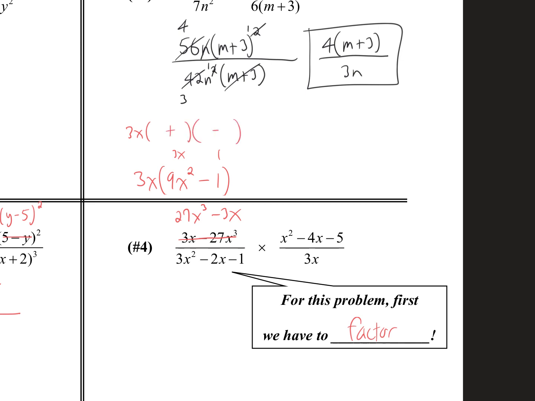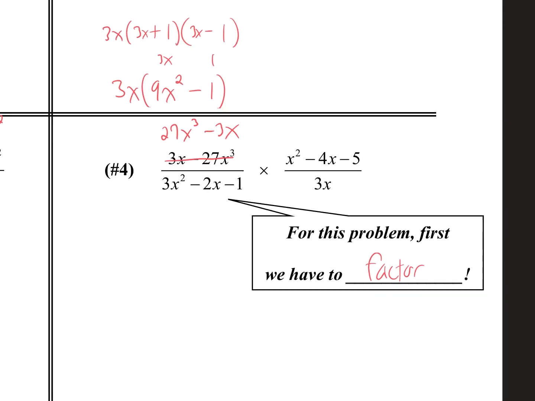So we got plus, we got minus, we got 3x plus 1 and 3x minus 1. So that's the top left. That factors to that. Kind of crazy, okay? How about the bottom left? What do you think here?